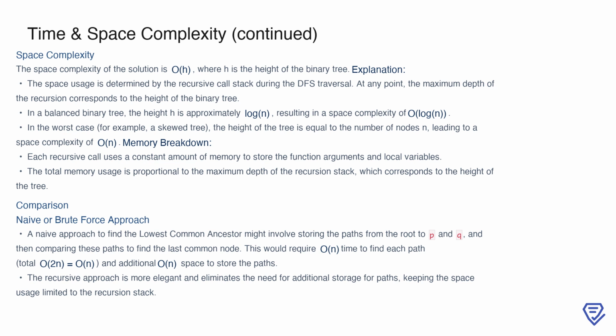Each recursive call in the stack uses a constant amount of memory to store the function's arguments and local variables, so the total memory usage grows with the maximum depth of recursion. When we compare this to a naive or brute force approach, which involves storing the paths from the root to both P and Q, the recursive solution is clearly more efficient. The naive method adds space complexity of O(n) to store these paths, in addition to the O(n) time required to calculate them. In contrast, the recursive approach eliminates the need for extra storage and keeps the space usage limited to the recursion stack.